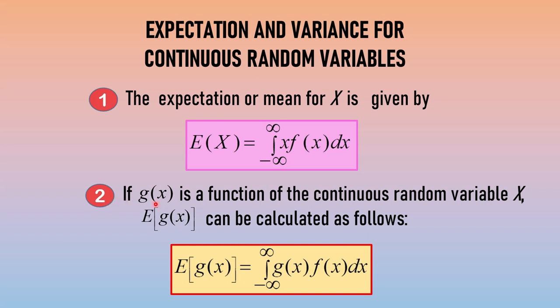Number two, if g(x) is a function of a continuous random variable X, then the expected value of g(x) is equal to the integral from negative infinity to infinity of g(x) times f(x) dx. So g(x) here, you have to multiply by the function f(x) dx.